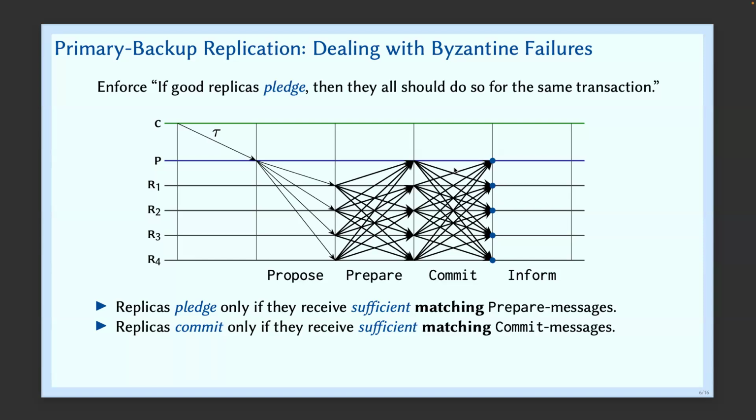2f+1. Enough means that you can ensure there is an overlap in a quorum. And the overlap of a quorum is that as long as the quorum size is 2f+1, it is guaranteed that they will be intersecting on one honest replica. And that one honest replica ensures no divergence.